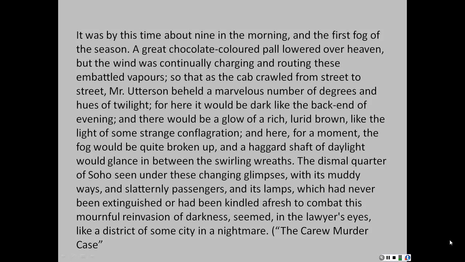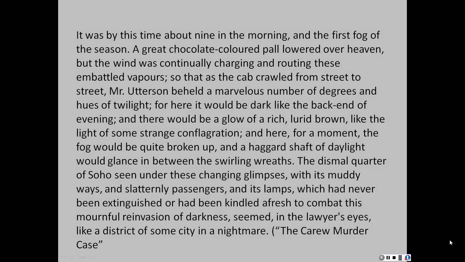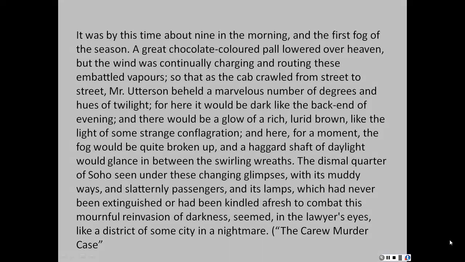So in general, this landscape Mr. Utterson is in seems like some sort of infernal landscape. There's glowing fires and dark swirling clouds.